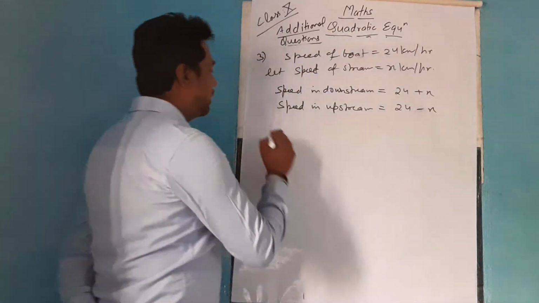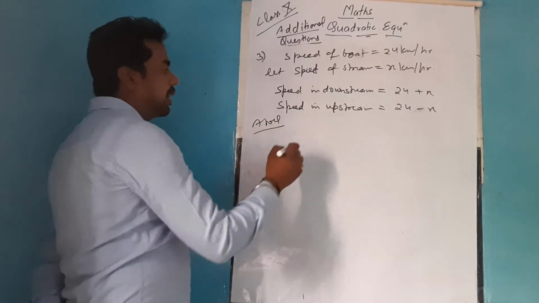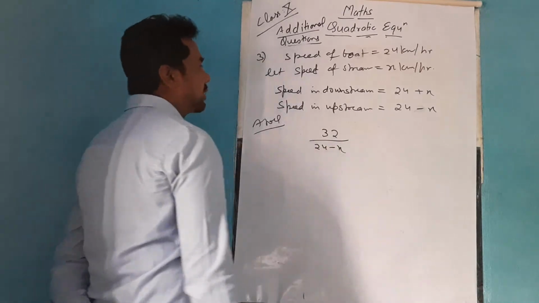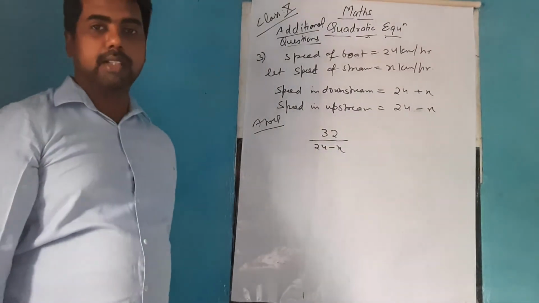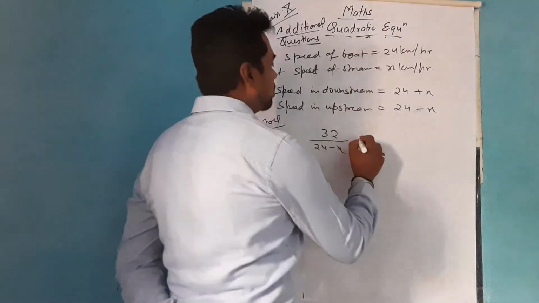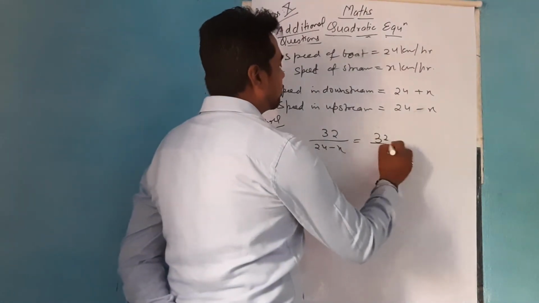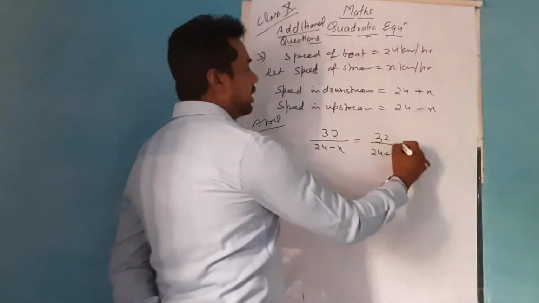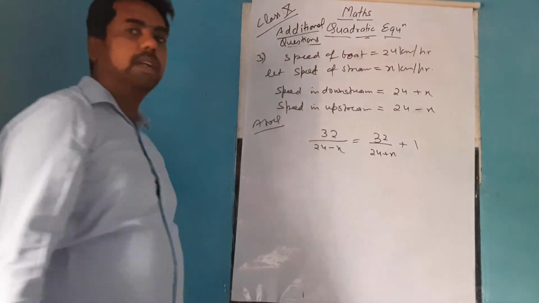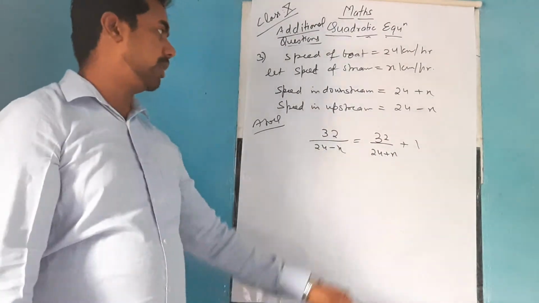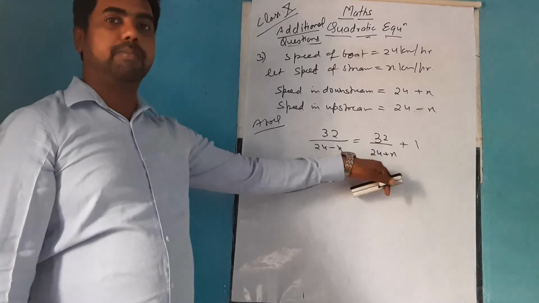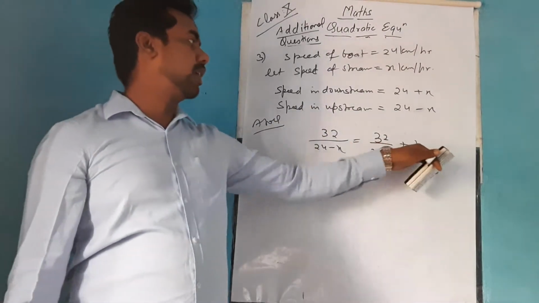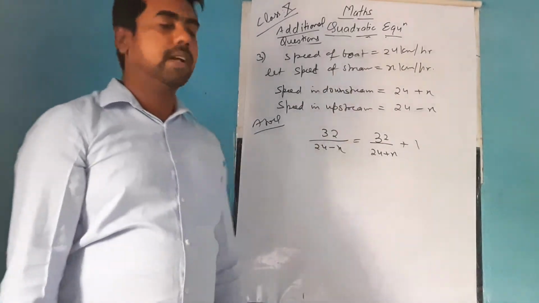Now it is given that according to the question, the time in upstream is 32 km distance by speed 24 minus x. Speed in upstream takes 1 hour more than downstream. So this will be the time in downstream. Whatever time is taken in downstream, the time taken in upstream is 1 hour more compared to it.